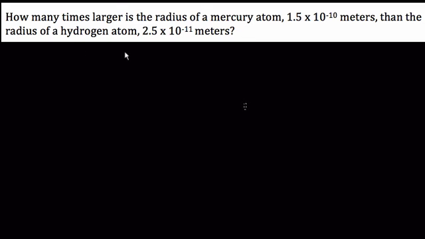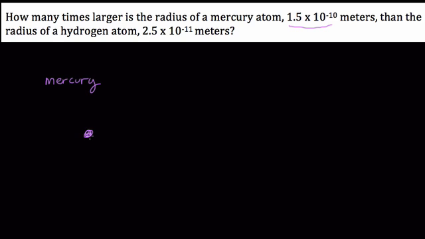Okay, so in this question, they're asking us to compare how many times larger the radius of a mercury atom is than the radius of a hydrogen atom, right? So we're talking about almost unimaginably small measurements. Here, the mercury atom, they're telling us the radius is 1.5 times 10 to the negative 10th meters.